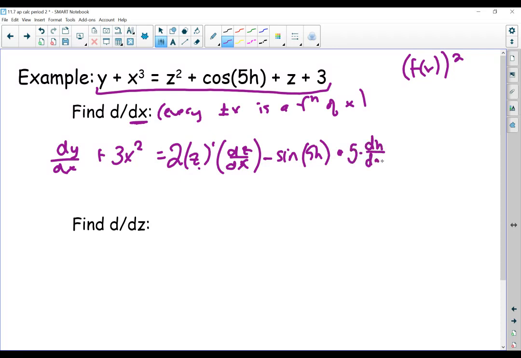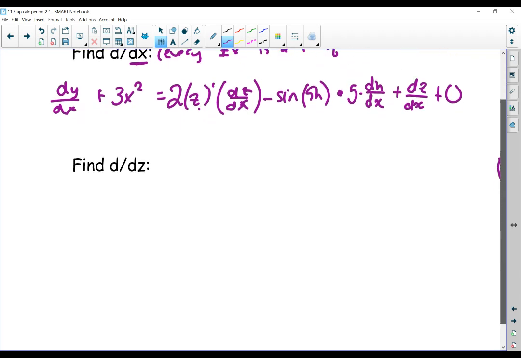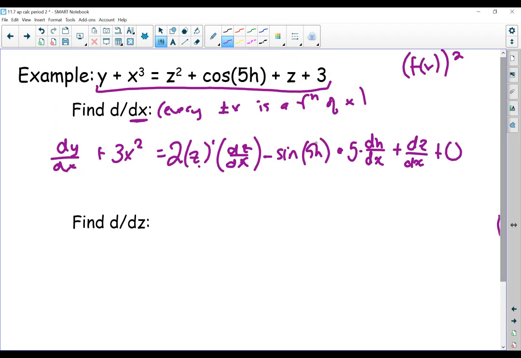And I'm using the slope notation here mainly because I want to honor who is the actual independent variable. Okay, plus the derivative of z. Now again, z is a function. Its derivative would be a function in terms of x. And then plus the derivative of 3 is 0. And that would be an equation that relates those derivatives or those rates together.